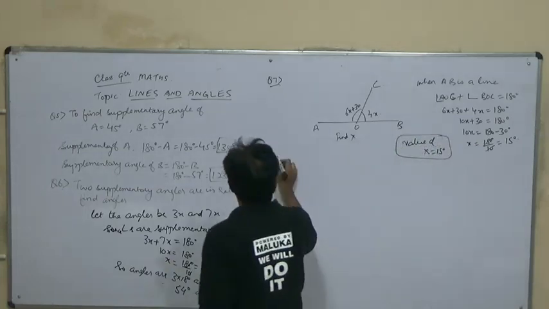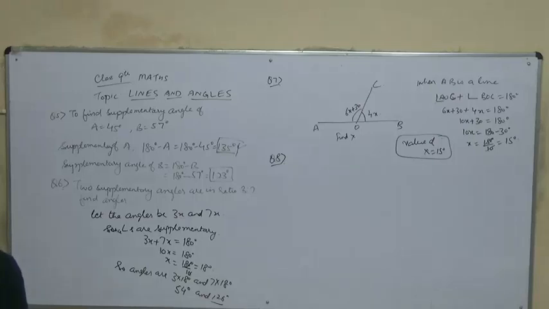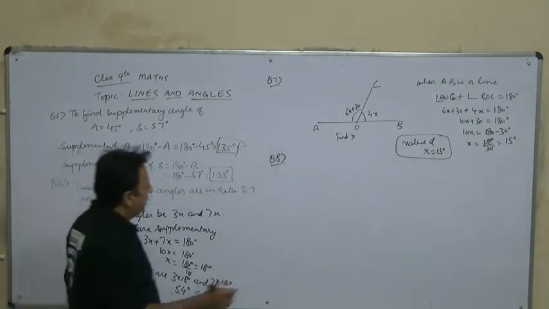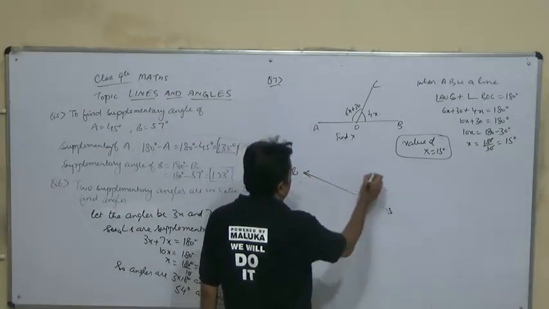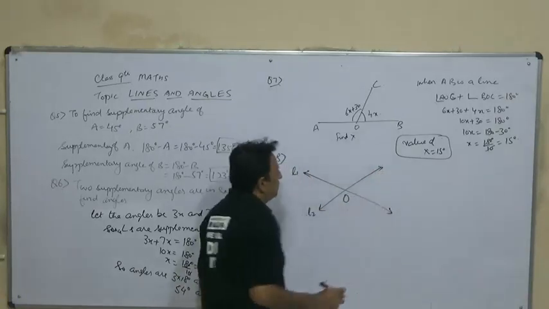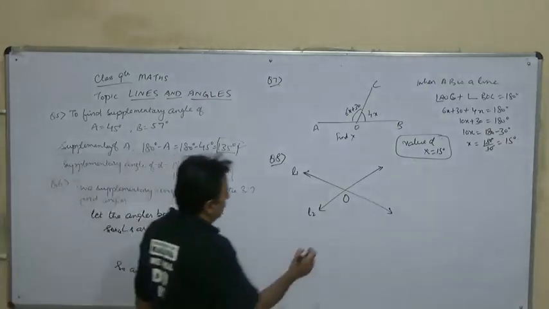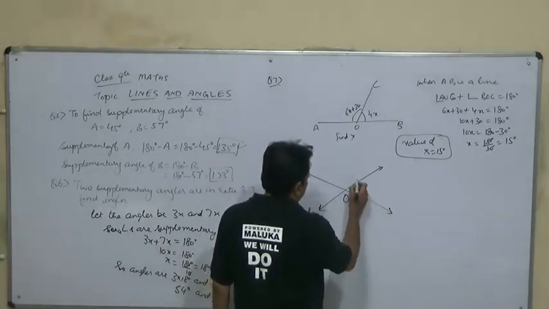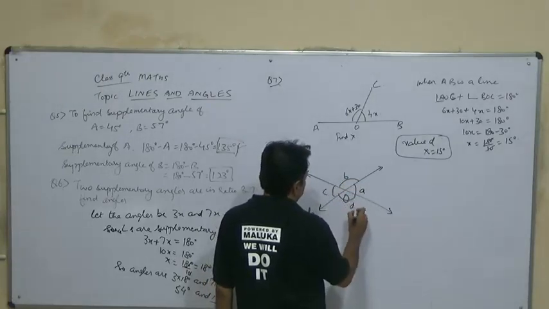The next question is the eighth question. Two lines L1 and L2 intersect at O. So there are two lines. This is L1 and this is L2. They intersect at point O. Then we are given the angles A, B, C, D. This angle is A, this is B, this is C, and this is D.